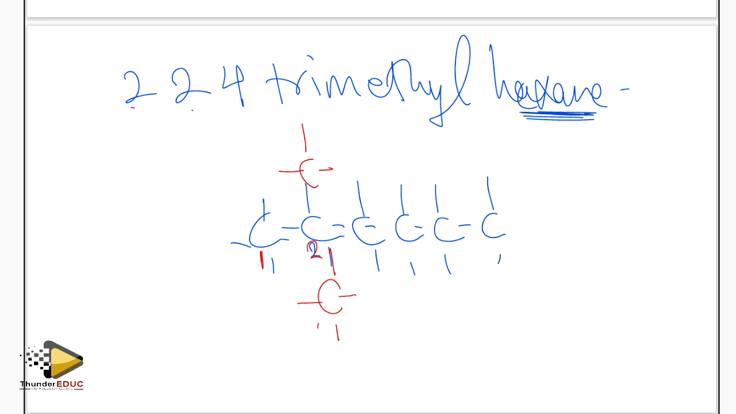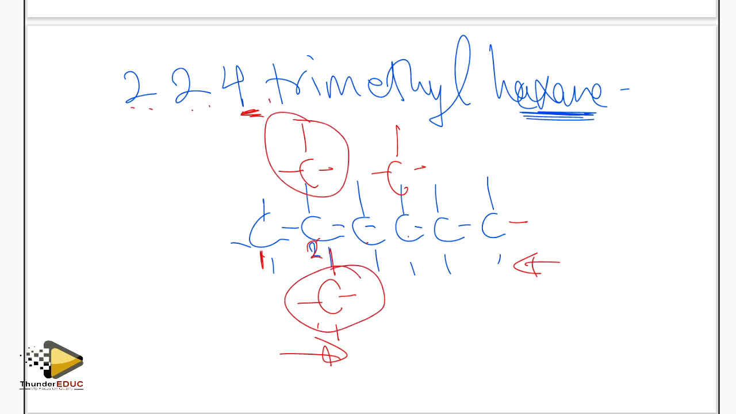But now I don't come back and count from this side, because I've already counted from that side. Therefore, it's going to be 1, 2, 3, 4. We have another methyl on carbon atom number 4. You see? They're saying trimethyl: the first methyl and the second methyl both on carbon atom number 2, and the third methyl on carbon atom number 4. And the longest chain, the main chain, is 1, 2, 3, 4, 5, 6. So basically, that's how we draw the structure formula for that compound.